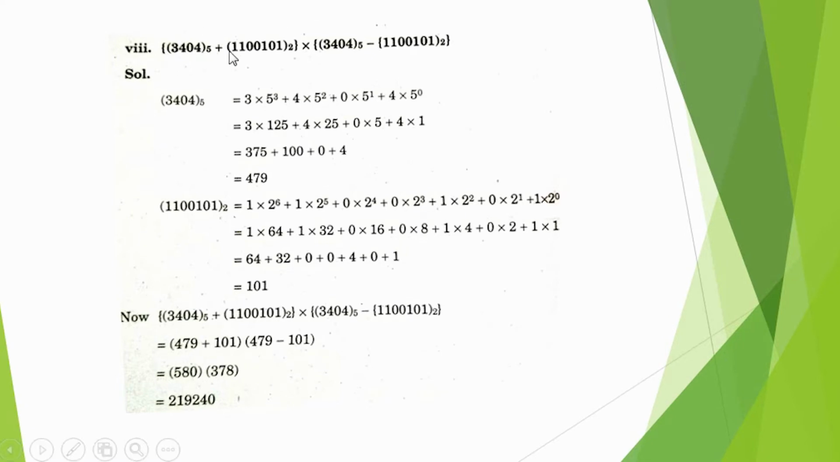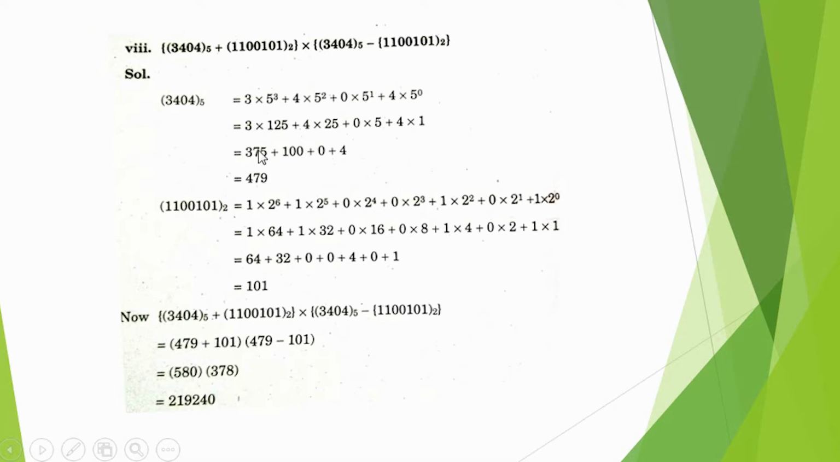Now question number 8: 3 4 0 4 base 5 plus 1 1 0 1 0 1 base 2, multiply 3 4 0 4 base 5 minus 1 1 0 0 1 0 1 base 2. Now we convert these values into decimal numbers.